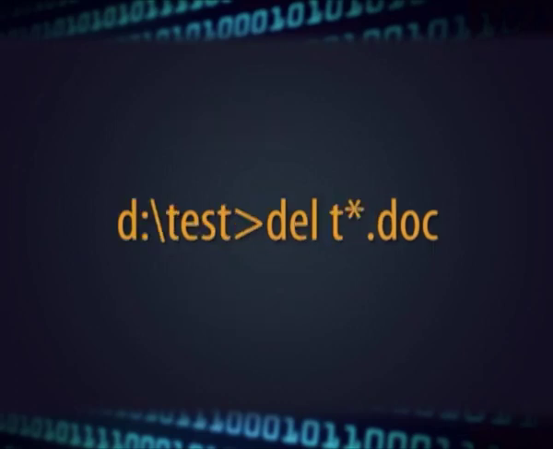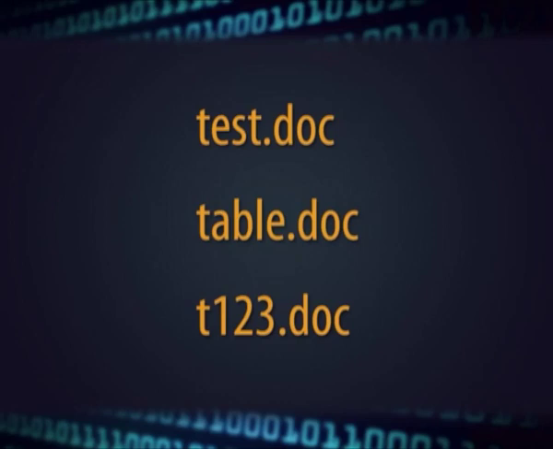d:/test delete t*.doc. This command will delete every file that begins with T and has an extension of doc, that is a doc file. So, files like test.doc, table.doc, and t123.doc will be deleted in this case.